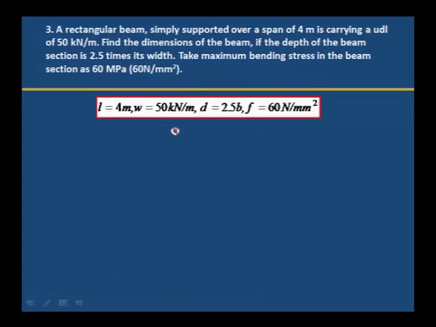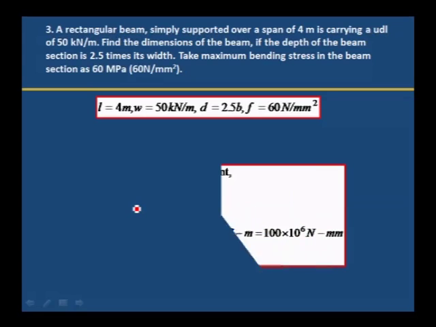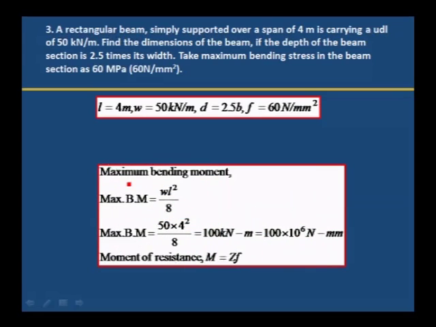First, if we have the load, we can calculate the moment. M is equal to WL square by 8. That is for the simply supported beam carrying a UDL throughout its span. By using WL square by 8, we can calculate the maximum bending moment. That M can be equated to ZF. Moment of resistance is equal to ZF. Let us see. First, the maximum bending moment.